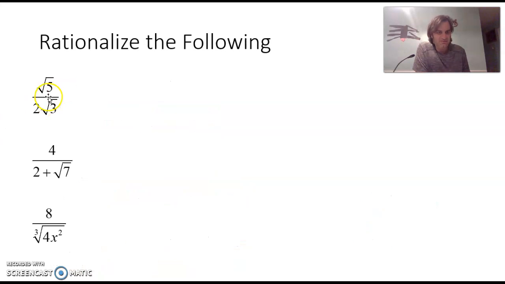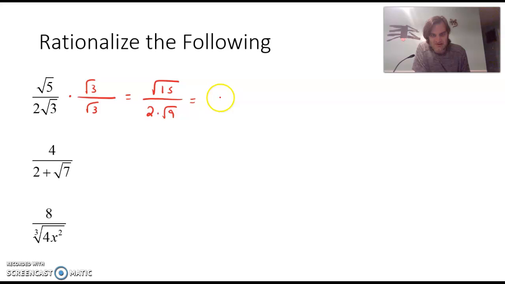All right, so here's a few more examples. Rationalize the following. So we have the square root of 5 over 2 square roots of 3. Now, you could multiply the bottom by 2 square roots of 3, but the 2 does not have a root, so really you only need to multiply by the square root of 3. So we'll do that on top and bottom. Up top, we will have the square root of 15, and nothing will come out of there. On the bottom, we will have 2 times the square root of 9, and the square root of 9 is 3, so 2 times 3 would be 6. So we'll have square root of 15 over 6.